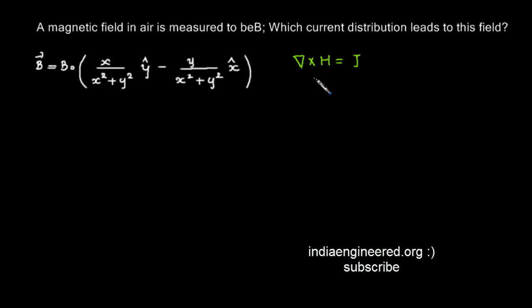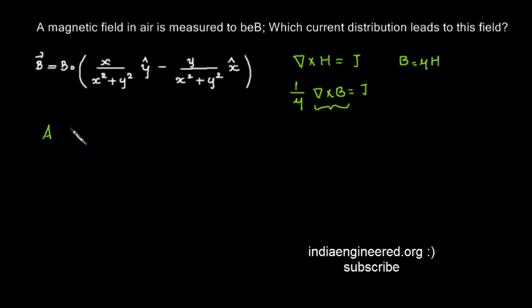We also know B is equal to mu H. From this we can find J as 1 by mu del cross B. So we must evaluate del cross B, and it was given in the question that the algebra is trivial in the cylindrical coordinate system. So let's see how we can quickly convert this into the cylindrical coordinate system.